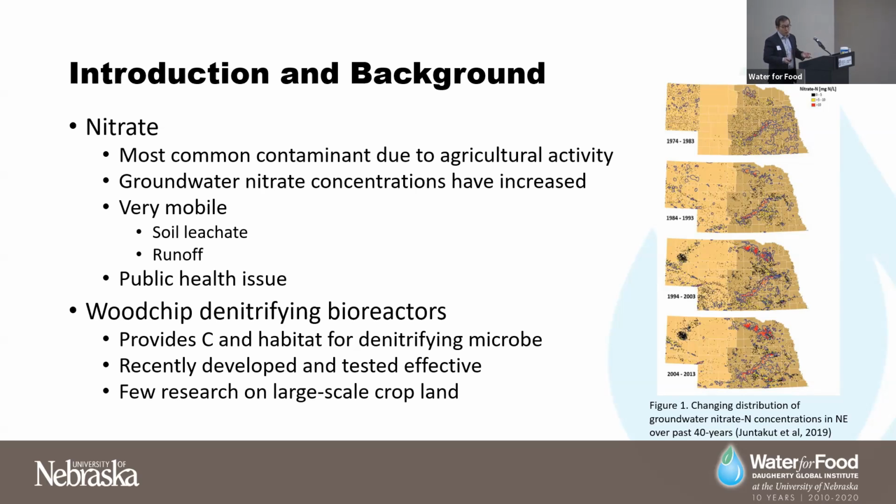of public health issues. Based on other studies, wood chip denitrifying bioreactors can reduce nitrate leaching by providing carbon sources and habitat for denitrifying microbes. That means we can take advantage of the denitrification process to reduce nitrate leaching. This method was recently developed, but there are not many studies on how to use it on large-scale cropland.